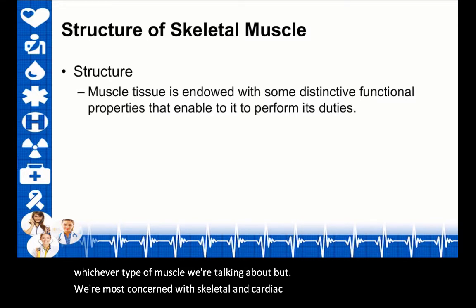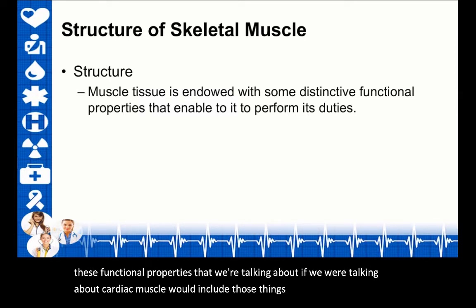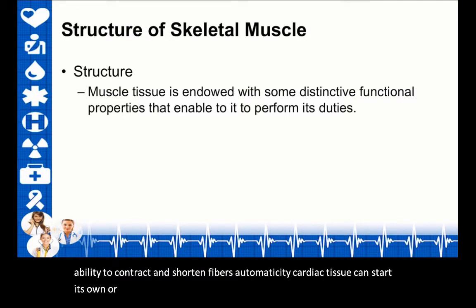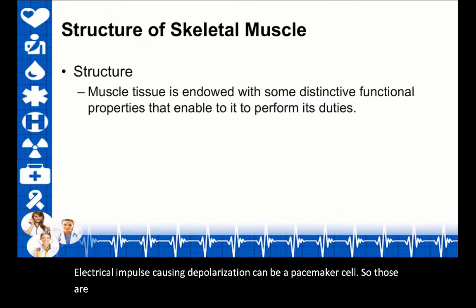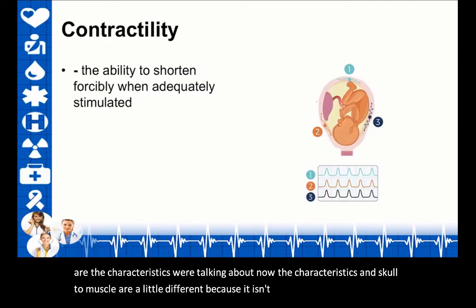So these functional properties that we're talking about, if we were talking about cardiac muscle, would include those things like contractility, the ability to contract and shorten fibers, automaticity, cardiac tissue can start its own or create its own electrical impulse causing depolarization, can be a pacemaker cell. So those are the characteristics we're talking about. Now the characteristics in skeletal muscle are a little different because it isn't involuntarily controlled. So let's look at a few of them.